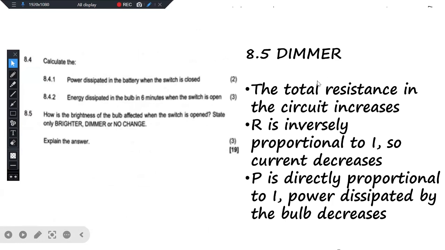Say dimmer, so a mark for that. The total resistance in the circuit increases, but then we know R is inversely proportional to current, so current decreases. Then P is directly proportional to I, so that means power dissipated by the bulb decreases because current also decreases. That's how you were supposed to explain that, and that's also how you were supposed to tackle all of this question for a total of 19 marks. So make sure that you revisit the video again, especially to watch that question there on the simultaneous equation.